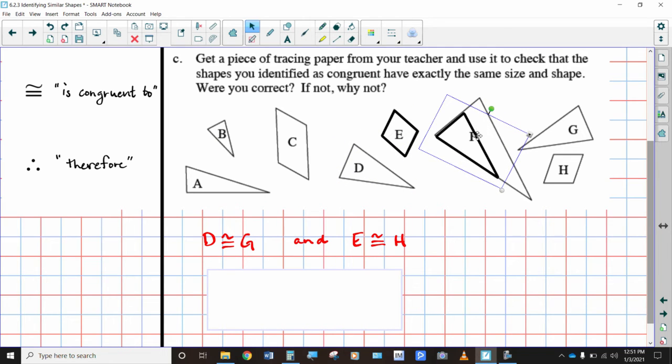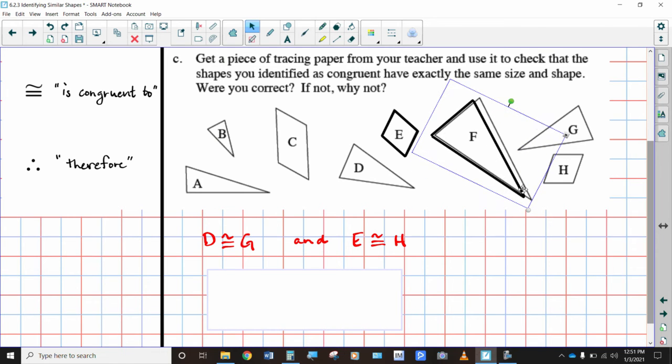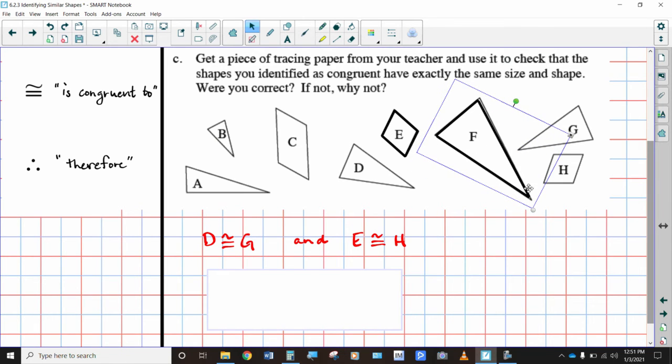It looks like that angle is the same, this angle is the same, and this angle is the same. And if I were to stretch this guy out, then there would be some congruence happening here. Yes, it is. So we can say that figure D and F are in fact similar to each other, even though they're not congruent to each other.